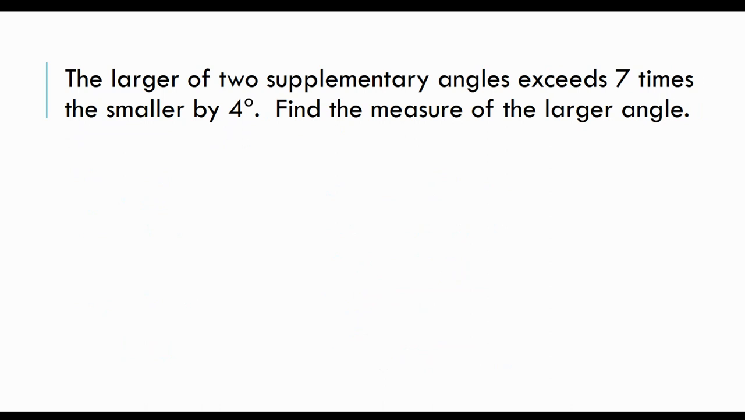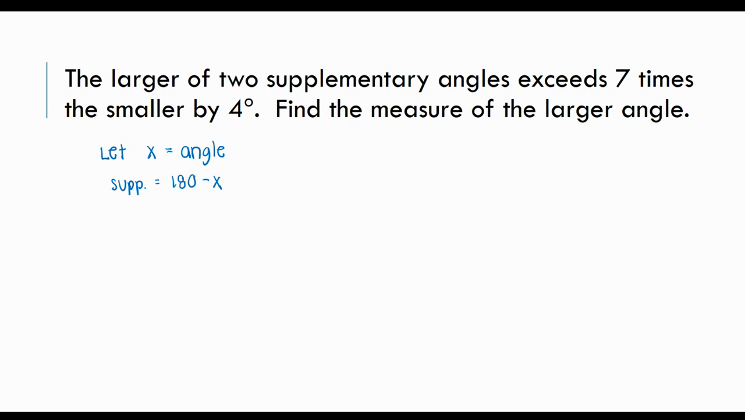All right, here's another one. The larger of two supplementary angles exceeds 7 times the smaller by 4 degrees. We're going to find the measure of the larger angle. So we're talking about supplementary angles. So once again, we're going to let x equal the angle. And so to be the supplement means that it has to be 180 minus x.